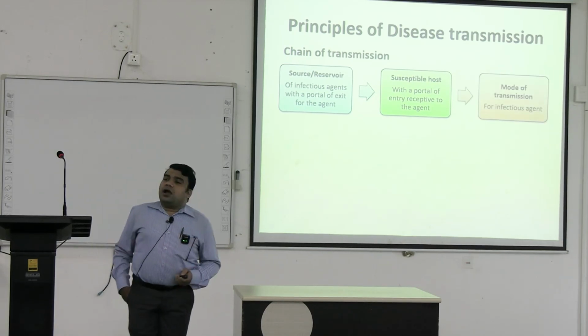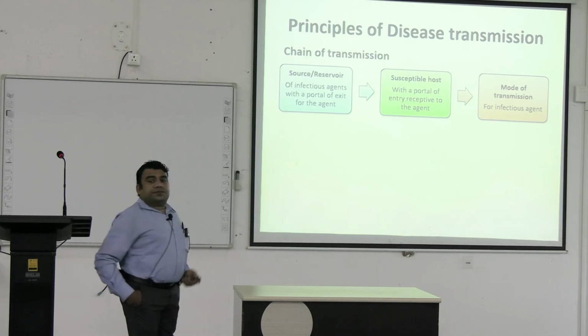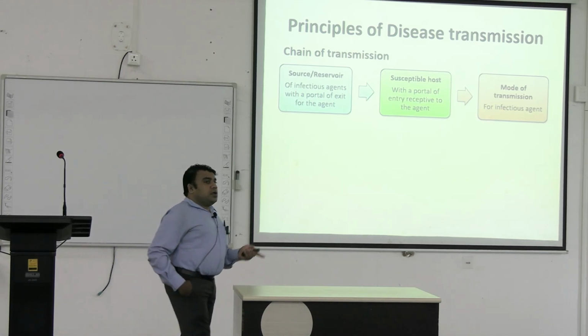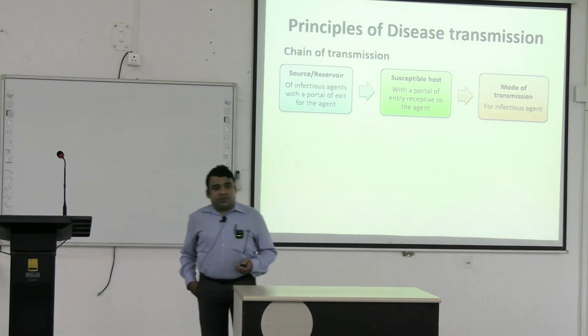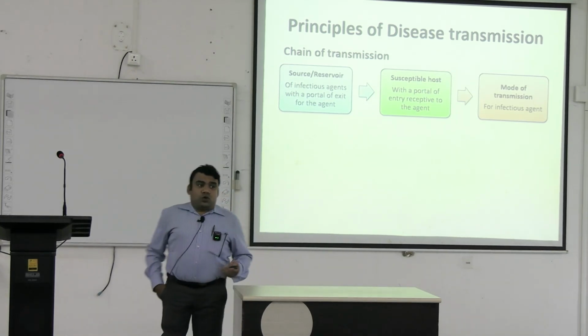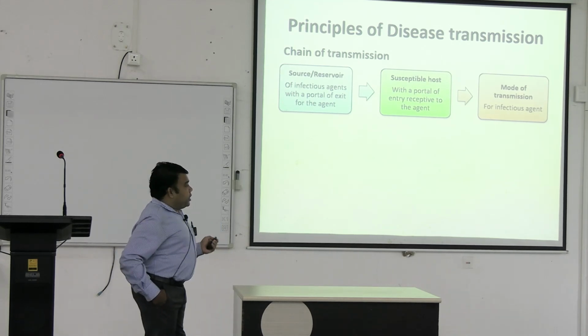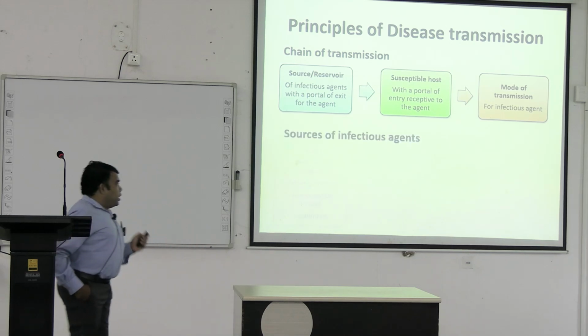And finally, all infectious agents need a mode of transmission. So what is the mode of transmission by which the susceptible host gains the organism from source or disease? So if we do understand this chain of transmission, we can interrupt the flow from source to the host. Now how can we do that?